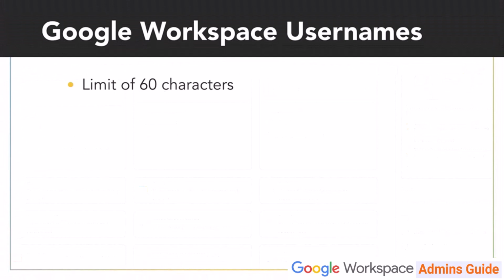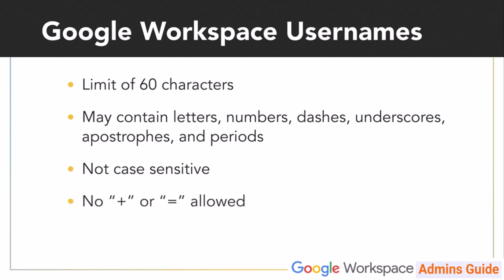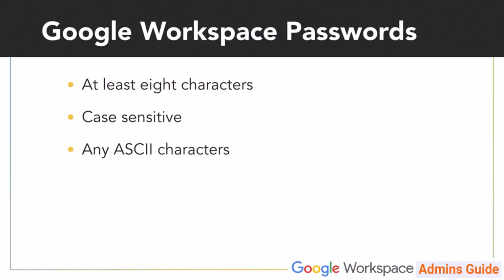Usernames have a 60-character limit and may contain letters, numbers, dashes, underscores, apostrophes, and periods. They're not case-sensitive and may not include plus and equal signs, brackets, and multiple consecutive periods. Passwords must be at least 8 characters long, are case-sensitive, and may contain any combination of ASCII characters.